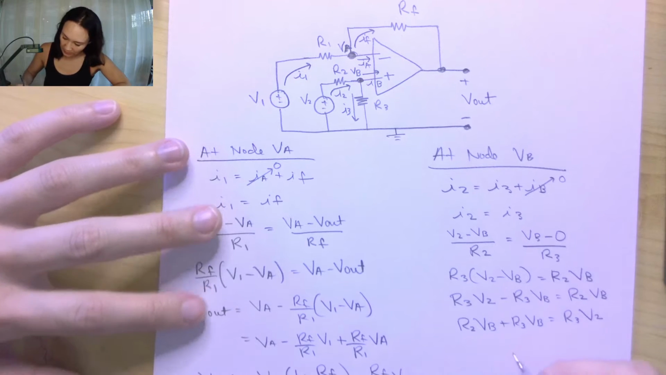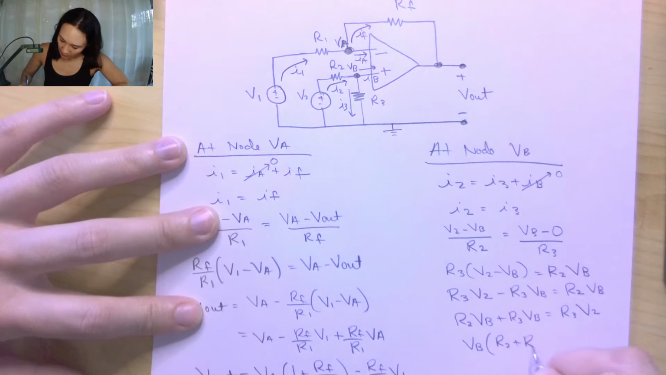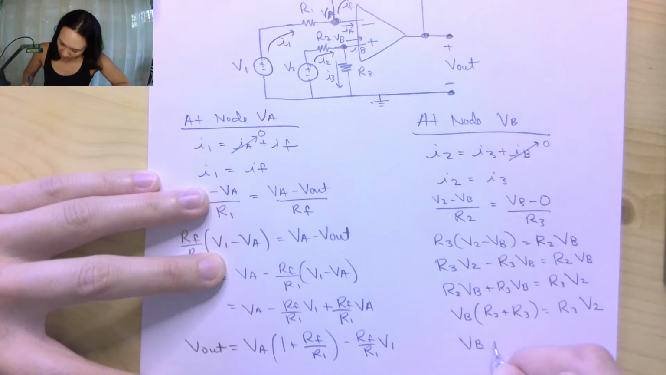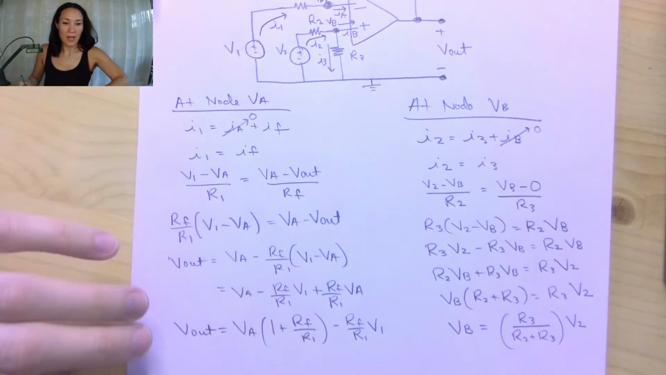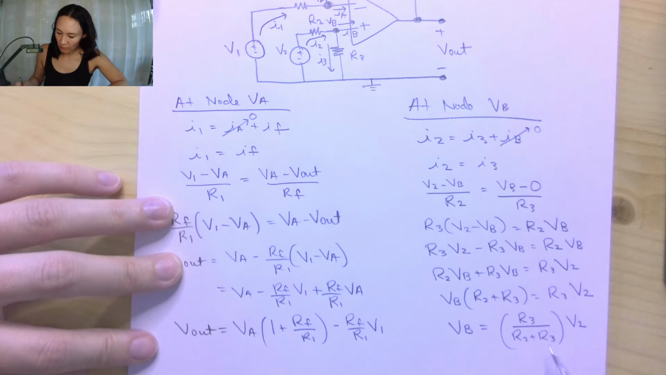I just switched places there. And we get VB times the quantity R2 plus R3 is equal to R3 times V2. So now my expression for VB is going to be R3 over R2 plus R3 times V2. Now, as you can see, this is a scaling of V2 by this ratio of resistors.